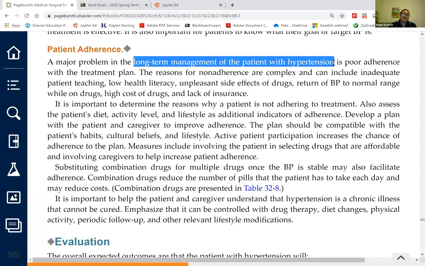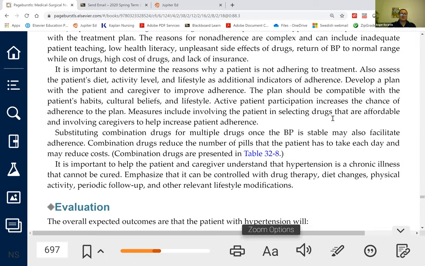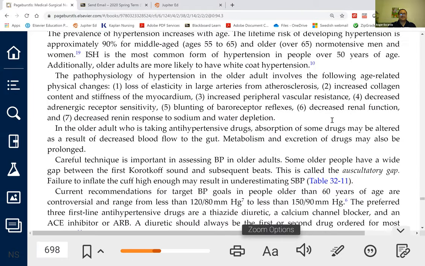Unless it's secondary hypertension. Secondary hypertension has a cure, meaning if you eliminate the disease causing the hypertension, or you eliminate the need for the medications that cause hypertension, then in that case there's a cure. But for essential or primary hypertension, is there a cure? No. So it's lifelong treatment. So they have to understand that.